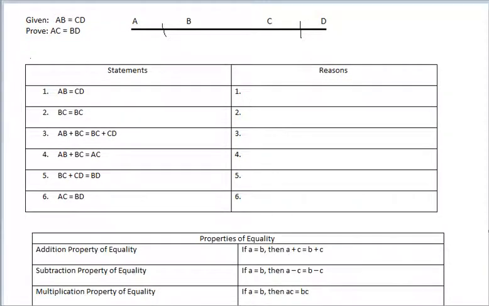I'm going to teach you guys how to create a proof. This is going to be tough stuff. You guys are going to have a hard time. Some of you will have a hard time with this, but I'm here to help you.